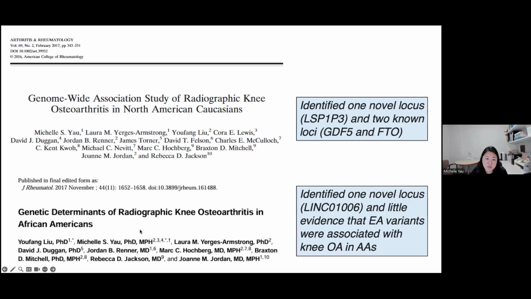We had another one looking at genetic determinants of knee osteoarthritis in African Americans. We found one novel locus, and interestingly, didn't find any of the European ancestry variants that were associated with knee OA in African ancestry individuals. Most of this was just driven by a lot of allele frequency differences between the two populations. We also had quite a small sample size for this, so it made it quite difficult to find genome-wide significant loci in this effort.